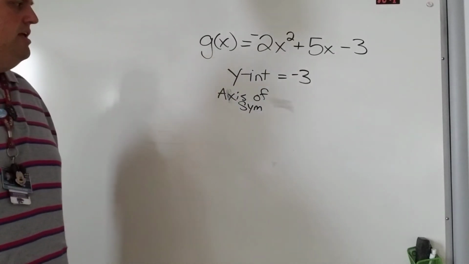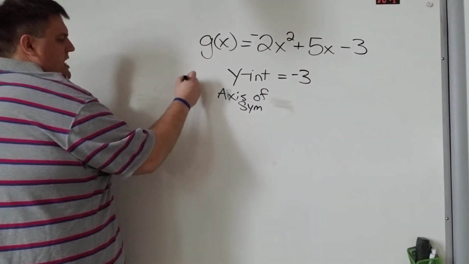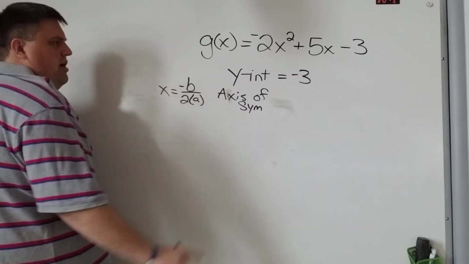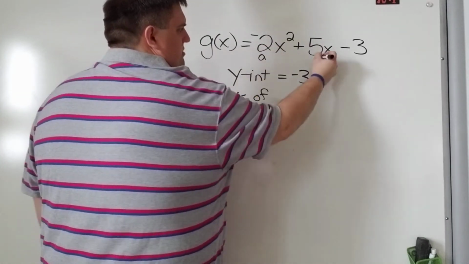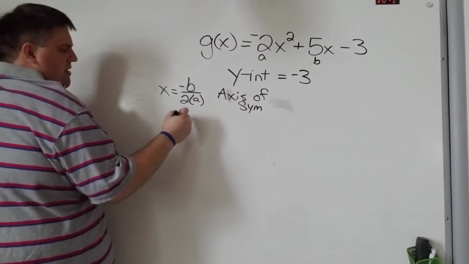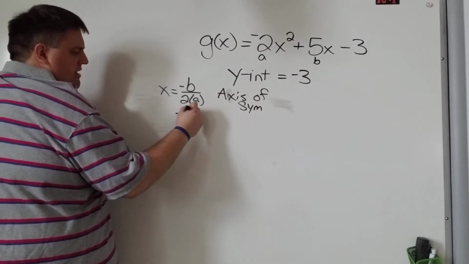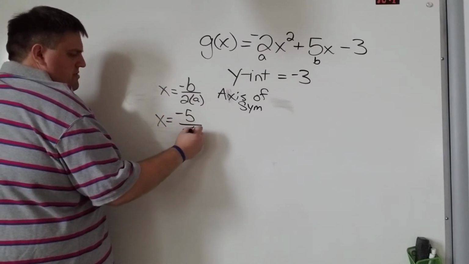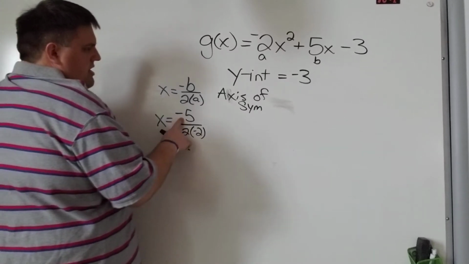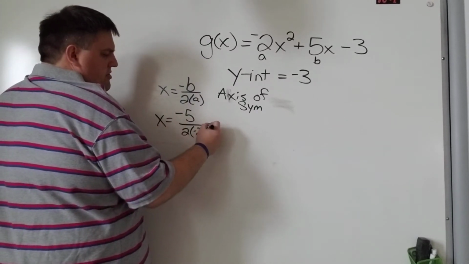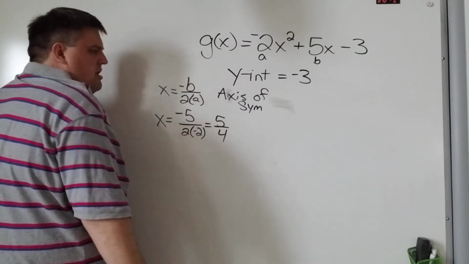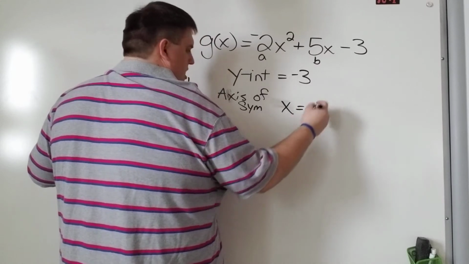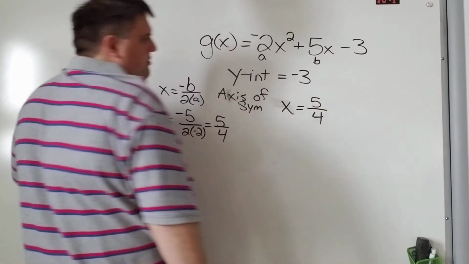Our axis of symmetry, right? So remember from our steps, that's going to be negative b over 2a. So I look over here, my a is negative 2, my b is 5. So I'm going to go negative 5 over 2 times negative 2. So negative 5 divided by negative 4, we're just going to leave it 5 over 4. So my axis of symmetry, this time my vertex isn't at a super nice spot, but that's actually okay. We can roll with that, and it's not so bad.